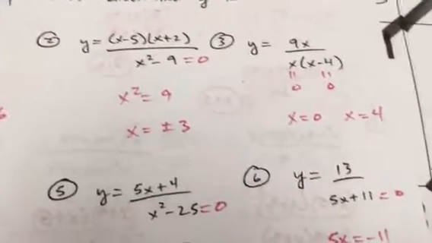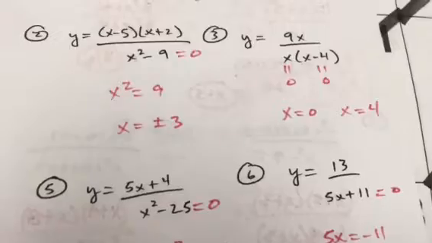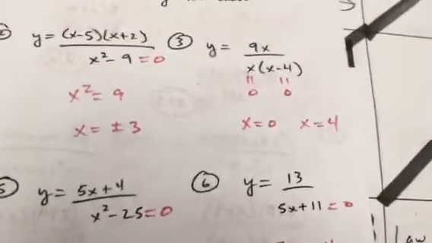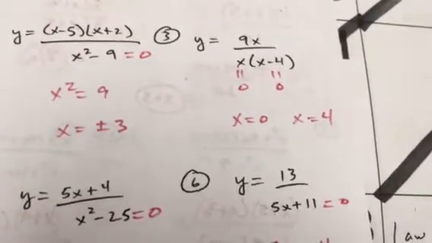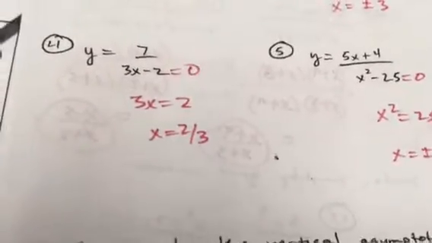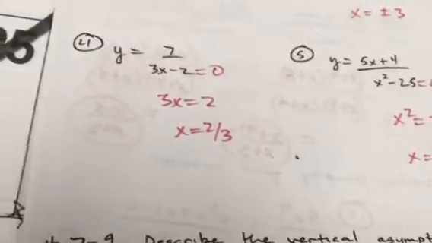Set x squared minus 9 equal to 0. You're going to get x squared is 9, x is plus or minus 3. Set x equal to 0 and x minus 4 equal to 0 to get those two answers. On the next one, you can get a fraction. Set 3x minus 2 equal to 0. 3x equals 2, x is 2/3.